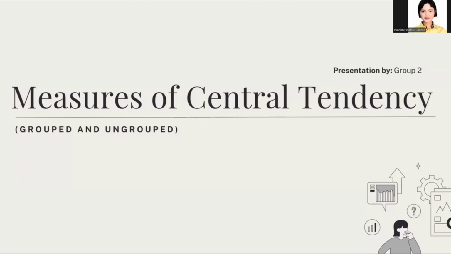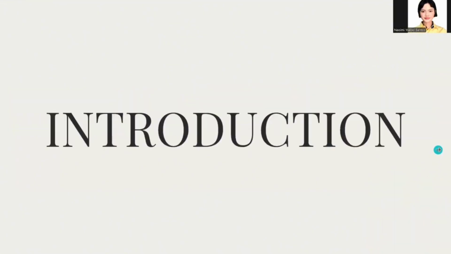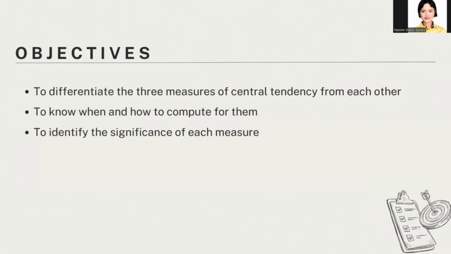And today, let us discuss the measures of central tendency, grouped and ungrouped. Before we start, we must know the objectives for today's presentation. Number one, we need to differentiate the three measures of central tendency from each other. Second is to be able to know when and how to compute for them. And last, we need to identify the significance of each measure.